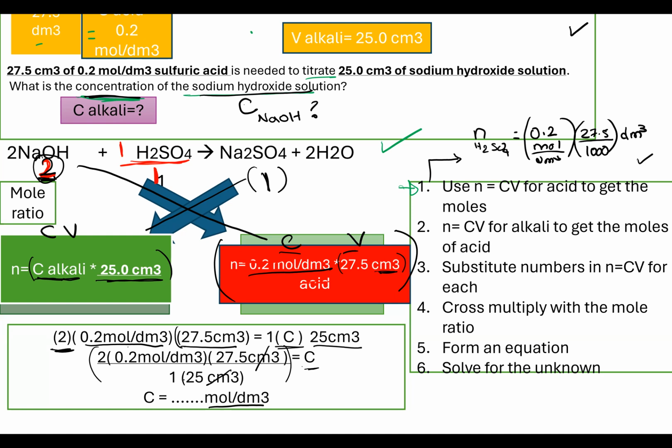However, when do you convert your volume? When they want you to find the moles only of one of them, because moles should have a concentration in mole per decimeter cubed and should have volume in decimeter cubed in order for these units to cancel out. And don't forget to give your answer in the smallest number of significant figures.